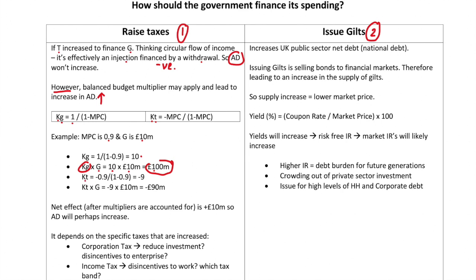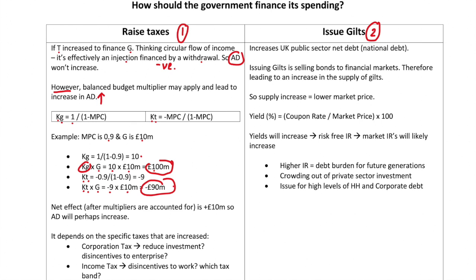On the other side, for the multiplier for taxes, we take minus 0.9, the MPC, divided by 1 minus 0.9, and that comes to minus 9. So the multiplier for taxes is negative 9. Obviously, it's negative because it's a withdrawal. So if we took K for taxes and multiplied it by the 10 million, then minus 9 times 10 comes to minus 90.